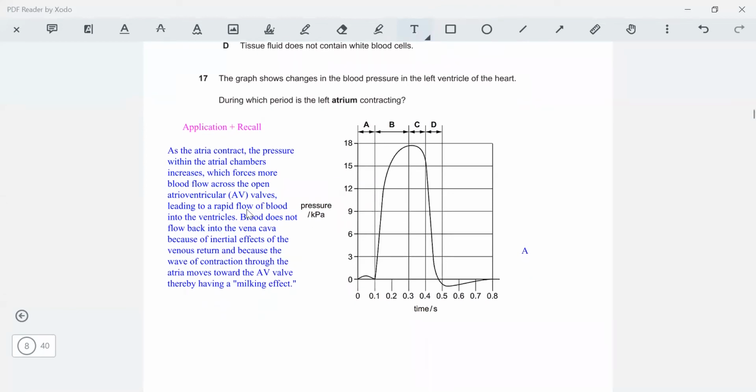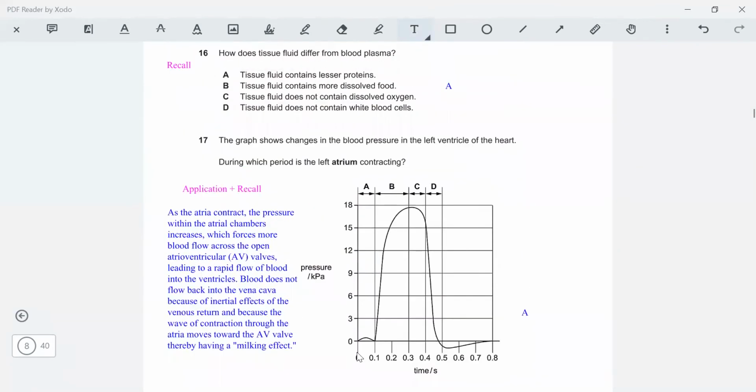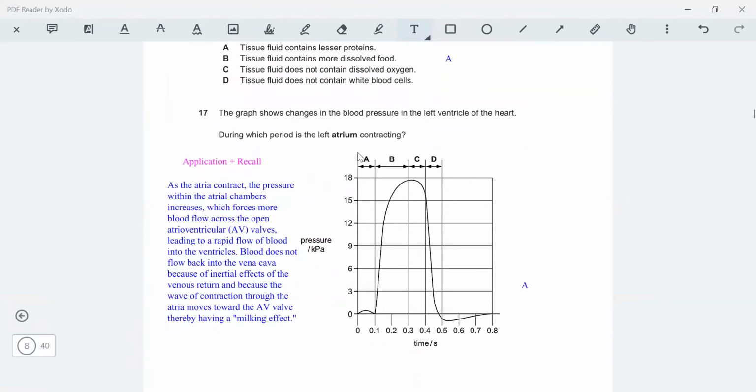Then the blood does not flow back into the vena cava because of inertial effects of this return, and because the wave of contraction through the atrium moves, and this has a milking effect. Some components of this are out of your syllabus, but it's good to know. So it does not have a rapid increase and decrease in pressure, and so the option will be B.